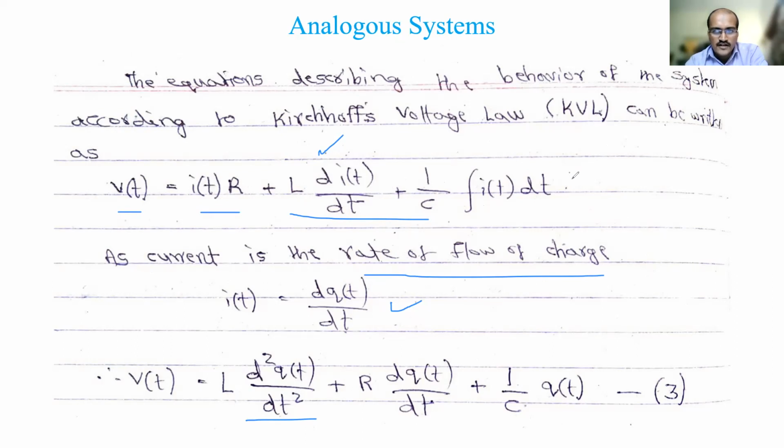This equation you wrote last time. Now I have substituted dq of t by dt and written the final equation. This is how we got the force-voltage analogous system. So I have equation 3 now, and similarly you have equation 1. Equation 1 is force F of t equal to m into d square x of t by dt square, plus b into dx of t by dt, plus k into x of t.